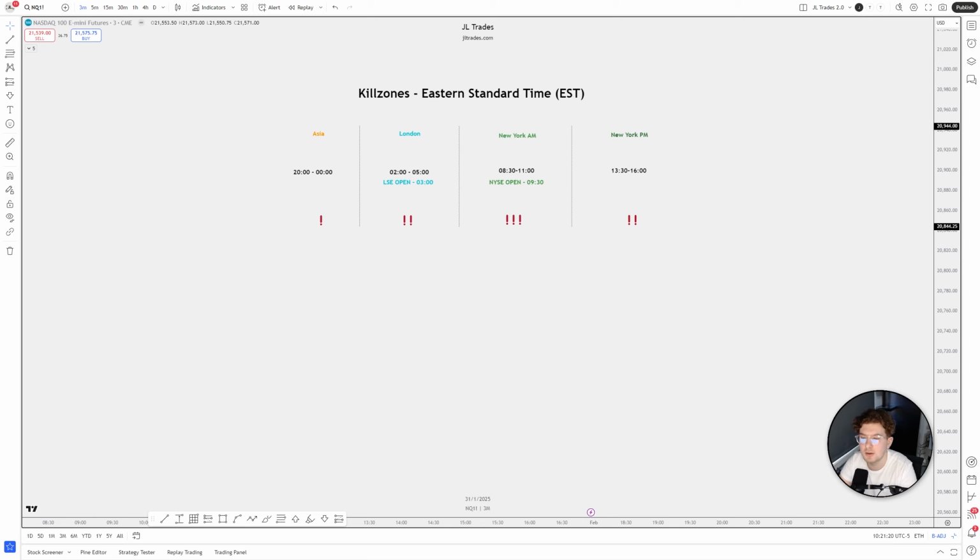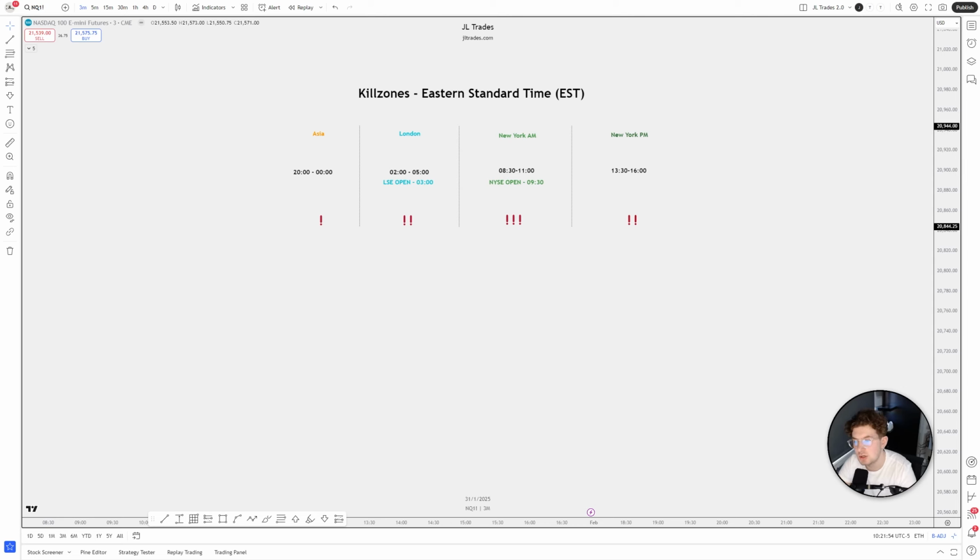Moving on to New York AM, pre-market opens at 8:30 and usually ends at 9 or 9:30. It's that hour period before the New York Stock Exchange opens, with the opening bell at 9:30. So 9:30 is the time to be really aware of. When the opening bell rings, you will see a lot of volatility, a big injection, usually in that first 15 to 30 minutes. There's a lot of movement within the market, more often than not.